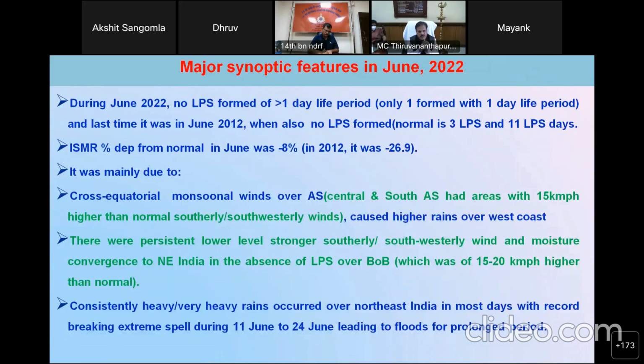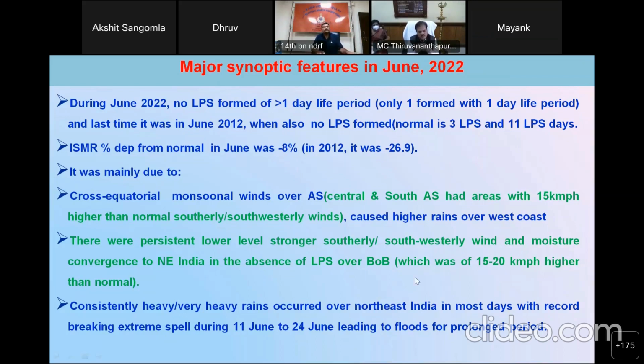Now, if I summarize, in the month of June we did not have any low pressure systems, only one very short-lived low was formed whose lifetime was only 1 day, which was the case in 2012. But in 2012, the rainfall deficiency was about 27%, 26.9% in June. But this year, even though there was no low pressure system, the rainfall deficiency was limited to 8%. So why so?